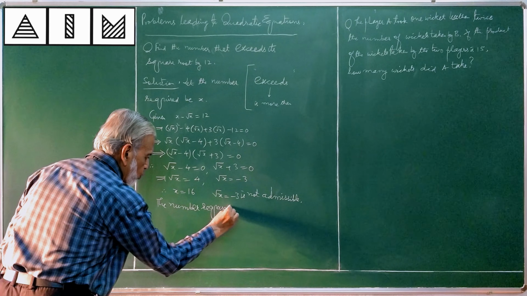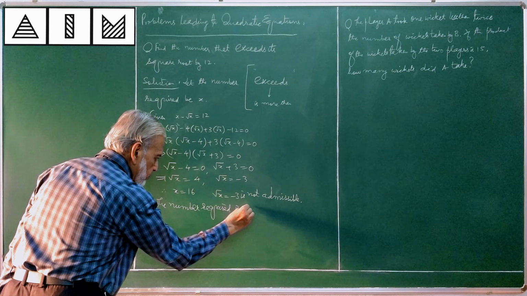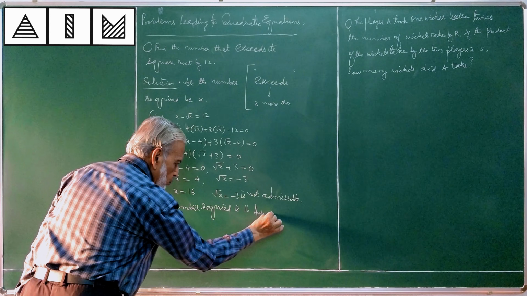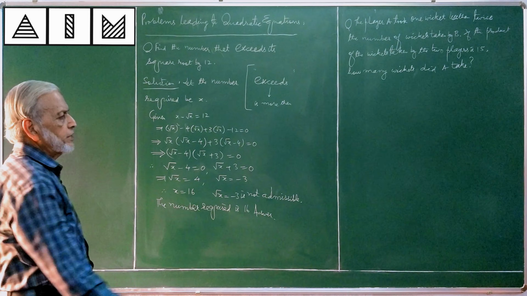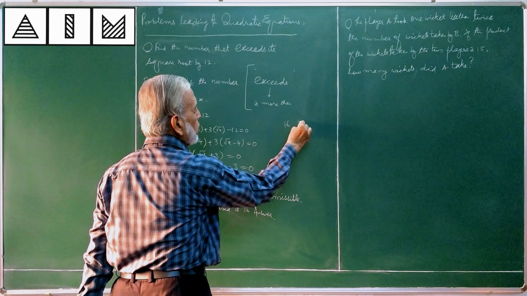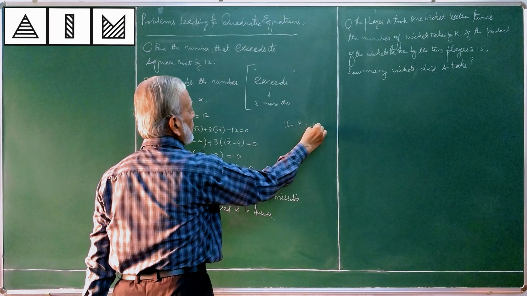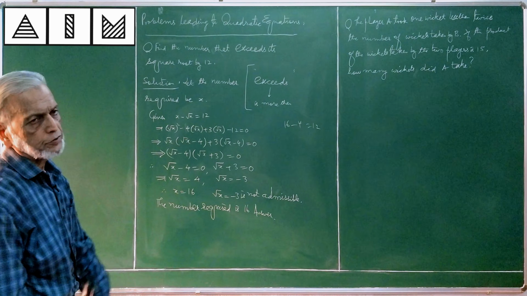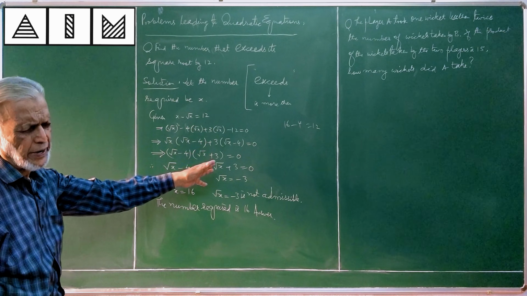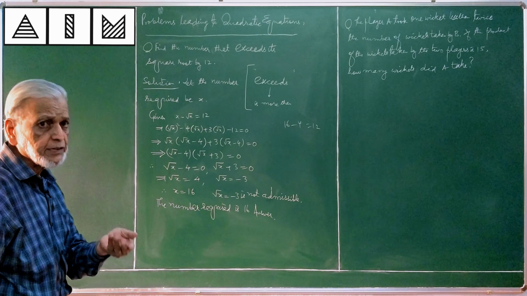Before proceeding to the other question, let us have a small verification also. Your number required is 16. Its square root is 4. So this exceeds by 12. That's what the question says. It's a sort of verification, though not required, yet we have to understand the spirit of the question.